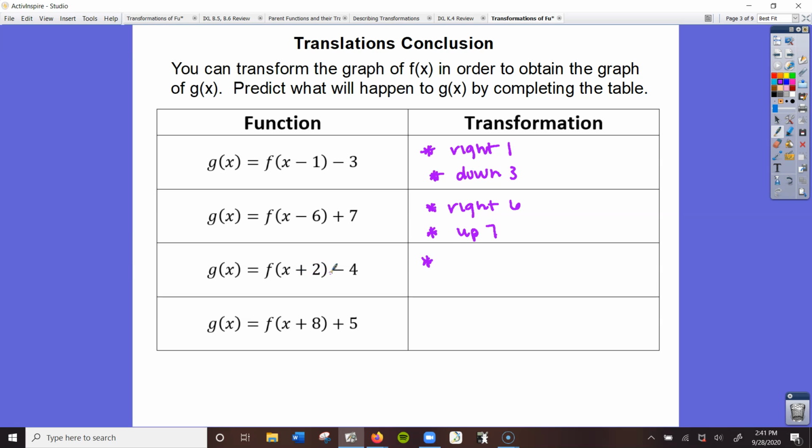For f of x plus 2 minus 4, it would move to the left 2 and then down 4. And finally, for f of x plus 8 plus 5, this would move to the left 8 and up 5.